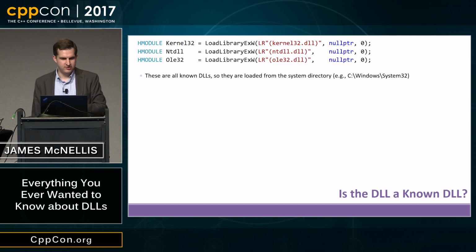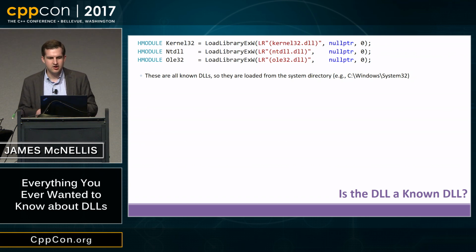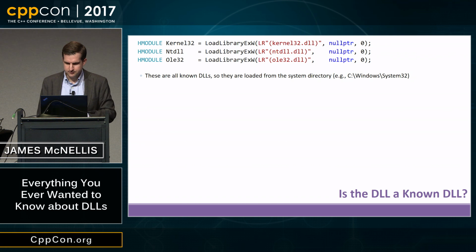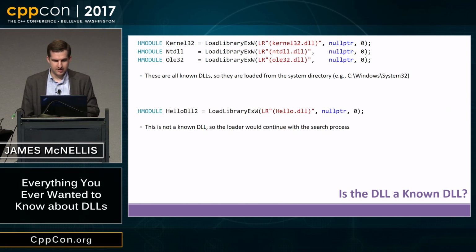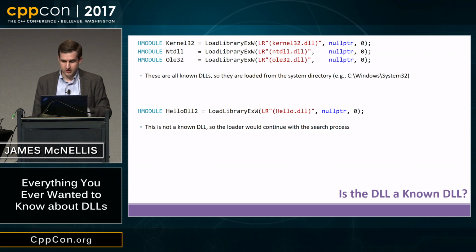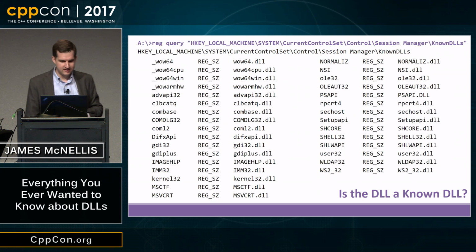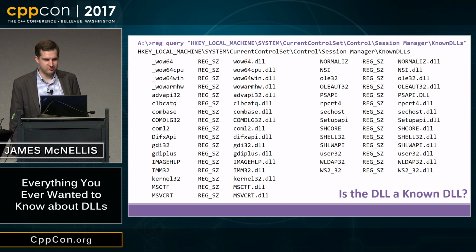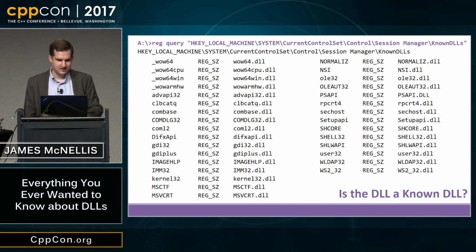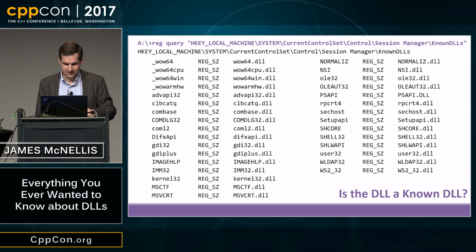So here, for example, if we try and load kernel32 or ntdll or ole32, these are all known DLLs, so they get loaded from the system directory every time. Whereas if we call LoadLibrary on our hello.dll, the OS doesn't know what that is, and so the loader will continue with the search process. If you want to know what the set of known DLLs are, they're all listed in the registry. You can just look at this registry key. These are from my Windows 10 laptop.